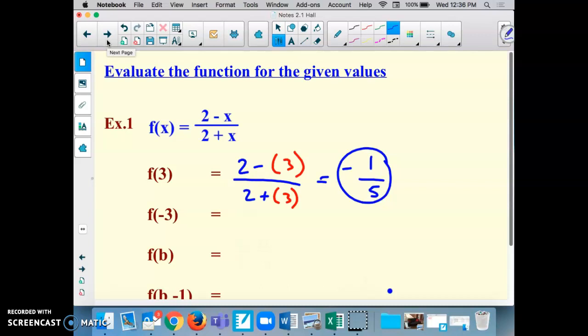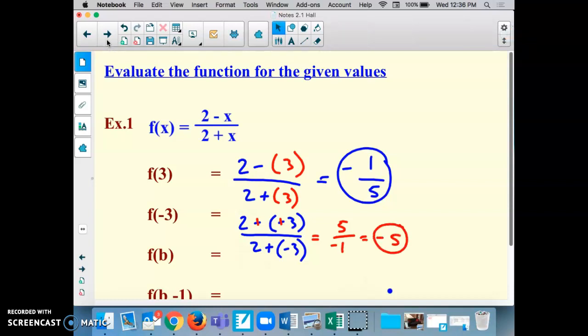Let's do the next one, -3. So 2 minus a -3, divided by 2 plus a -3. Some of you know "super plus" or "chop chop." I can make that a positive. So 2 plus 3 is 5, over 2 minus 3, which is -1, which equals -5.